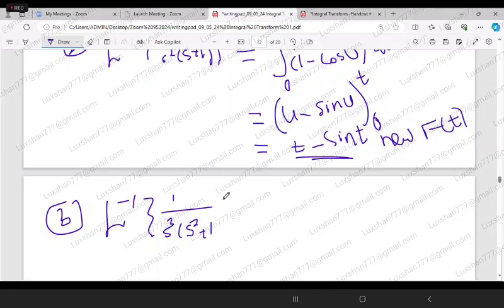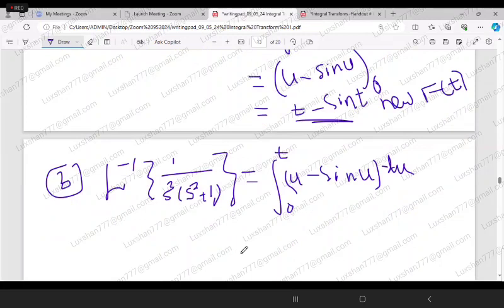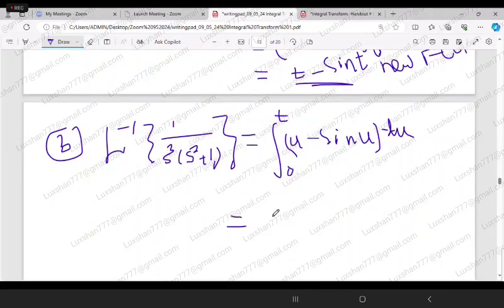So s square plus 1 equal to, again we have to integrate 0 to t. Now your function is t minus sine u. So you see, we don't have a formula for s to the power n, so we have to do one after the other. So you have to be careful here. If you integrate this one, we get u squared by 2 minus cos u, but already we have minus here, therefore plus cos u. You have to substitute 0 to t.